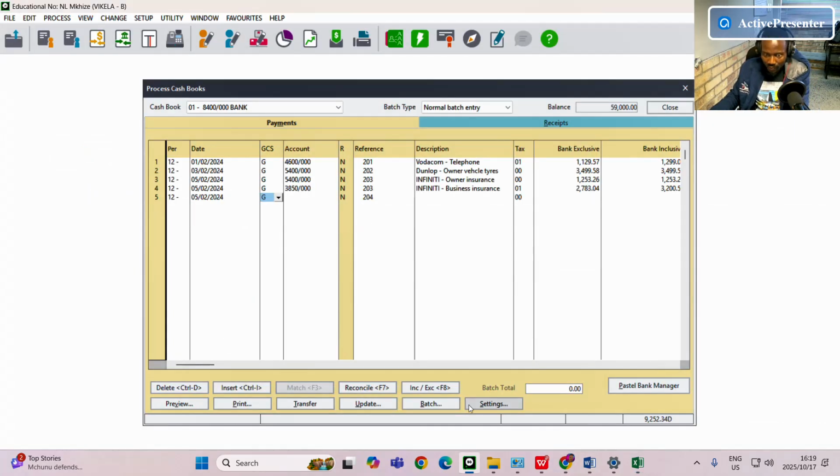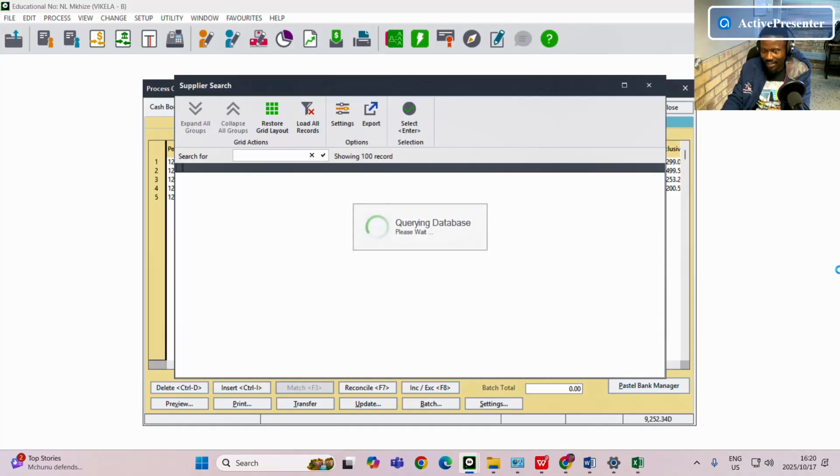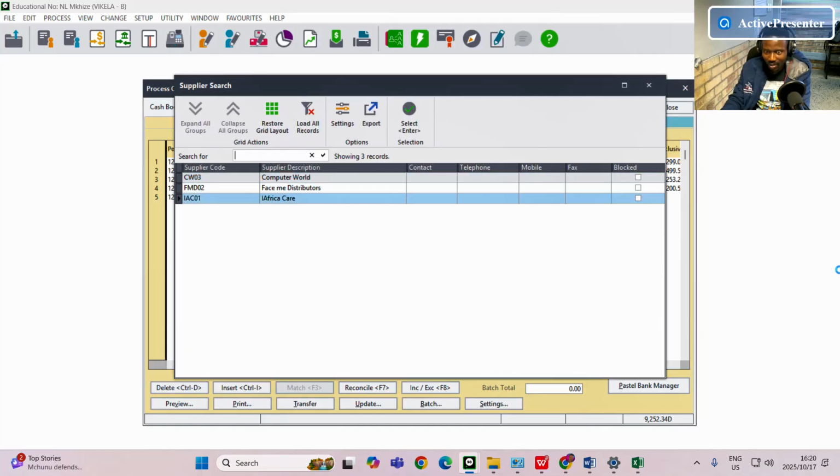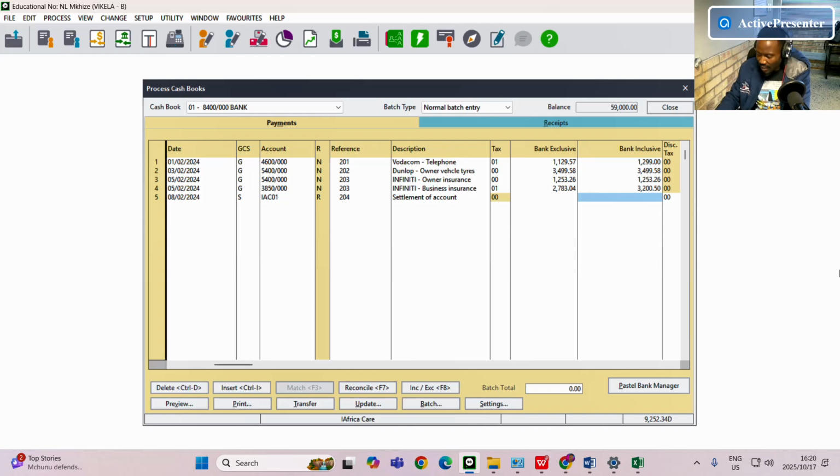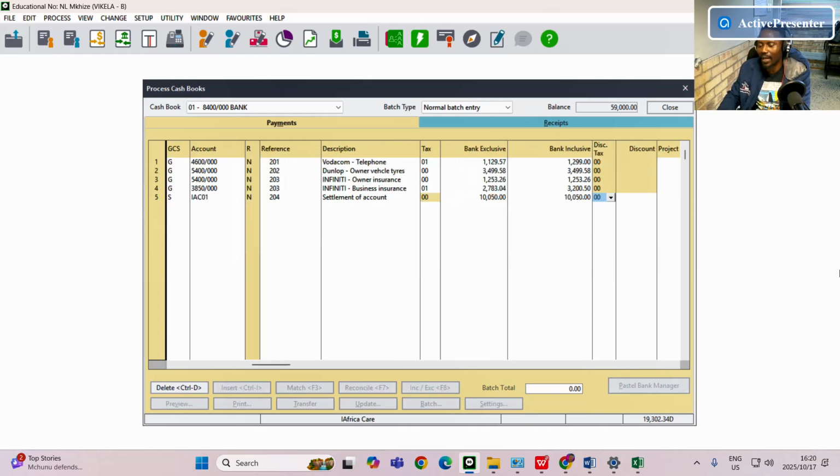Okay, let me show you. So the date is the 8th, 8, enter. Remember, this is a supplier, so you S, enter, enter. Okay, the reason why I'm saying enter is I'm showing you guys how to work quick. Right, so it is 204. Right, so it's settlement of account. It's 10,050. That's the payment.